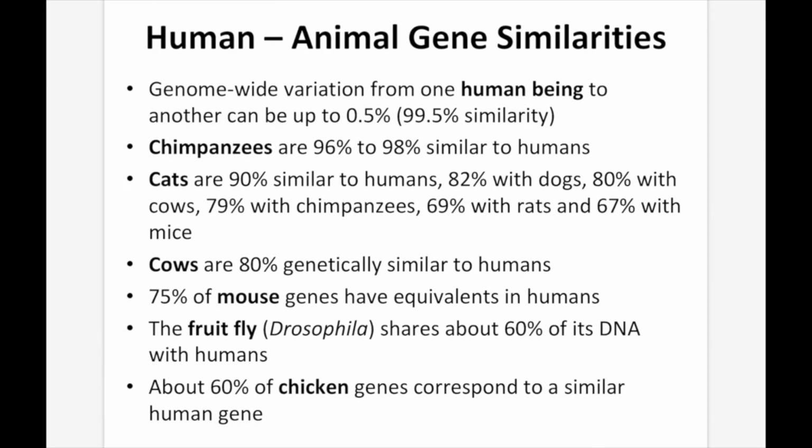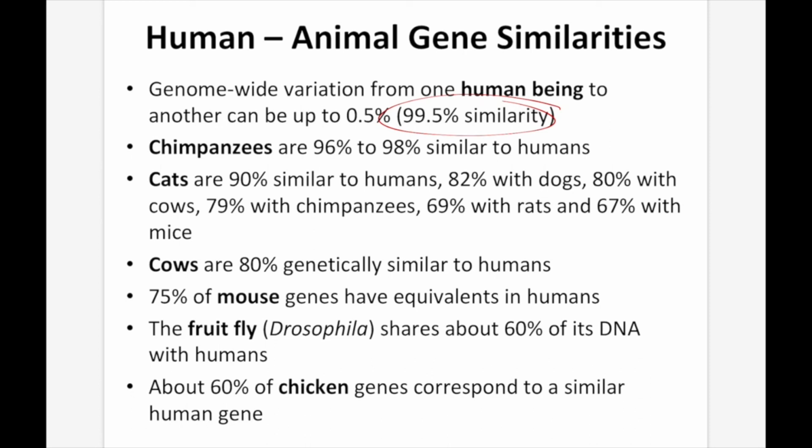Human-animal gene similarities. Now, genome-wide variation from one human being to another can be as much as 0.5%. That's a 99.5% similarity. That's a huge, huge similarity between one person to another, considering how different we all are. Chimpanzees are 96 to 98% similar to humans. Cats are 90% similar to humans, 82% with dogs, 80% with cows, 79% with chimpanzees, 69% with rats, and 67% with mice. So there's a lot of similarities across these different species.